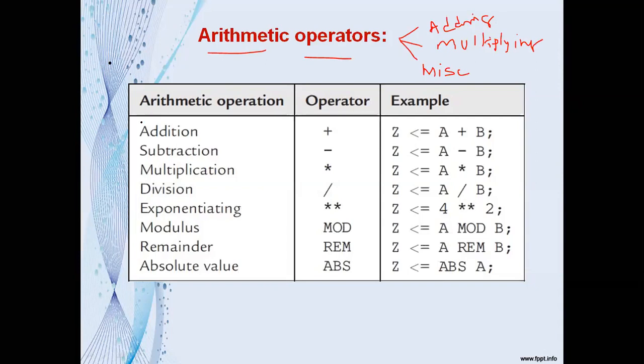Adding operators perform arithmetic operations such as addition, subtraction, and concatenation. There is an operation called concatenation, which uses the ampersand symbol. You all know the ampersand symbol. This symbol is used to represent the concatenation operation. Addition and subtraction, we can easily understand how they will be performed.